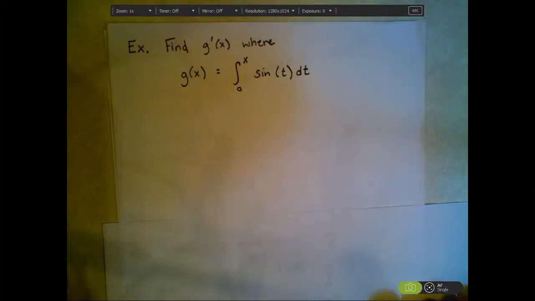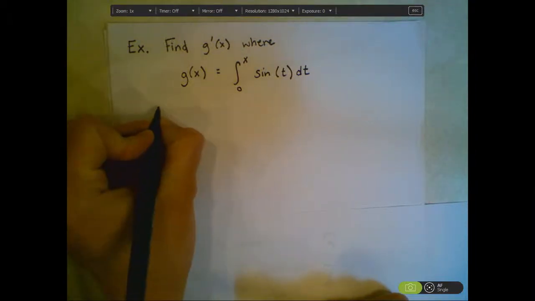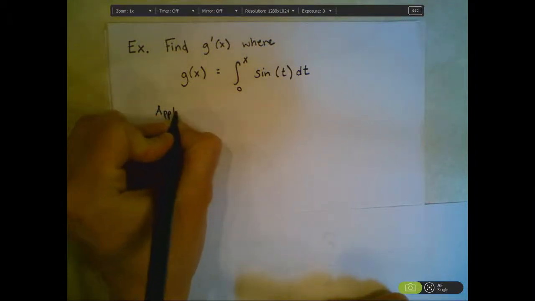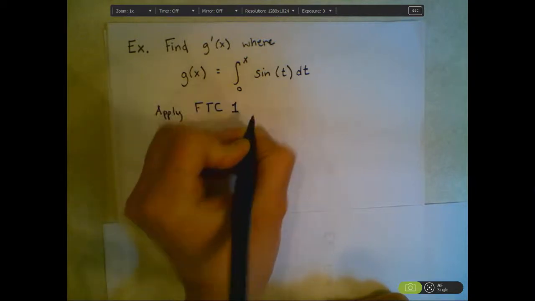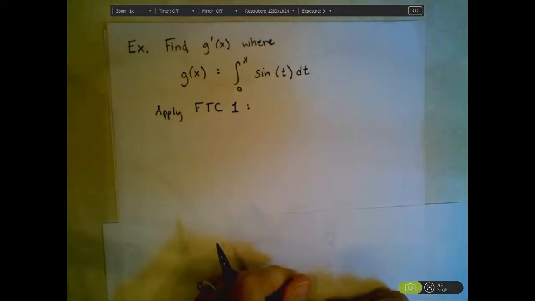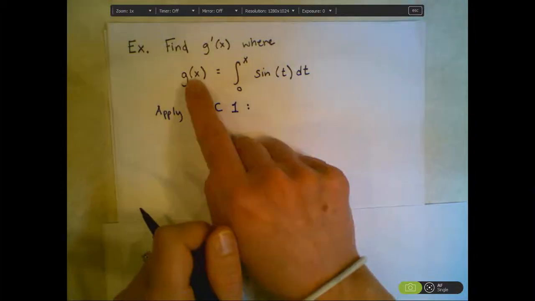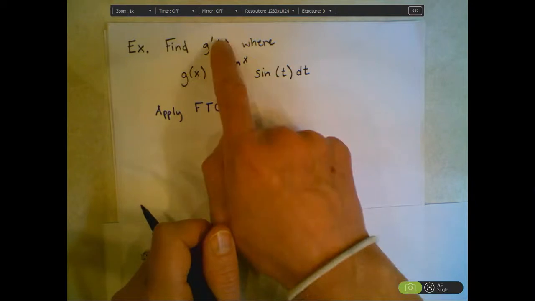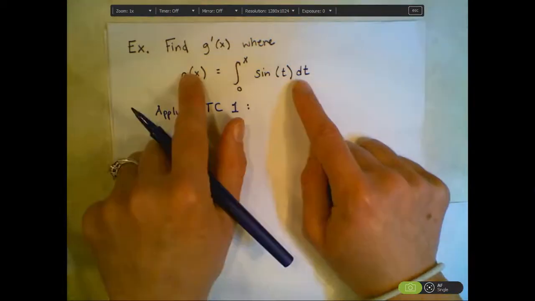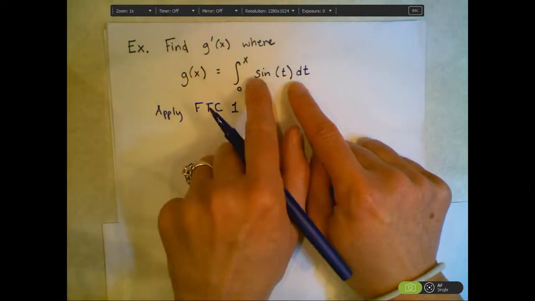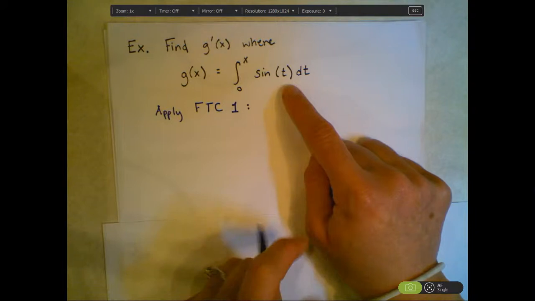Or we can actually just directly apply the fundamental theorem of calculus part 1. So I'm going to write that: apply fundamental theorem of calculus part 1. And what does the fundamental theorem of calculus part 1 say? It says that if this is my function g, and it's given by this type of cumulative function, then g prime is equal to this function evaluated at x, meaning that I really don't have any work to do.